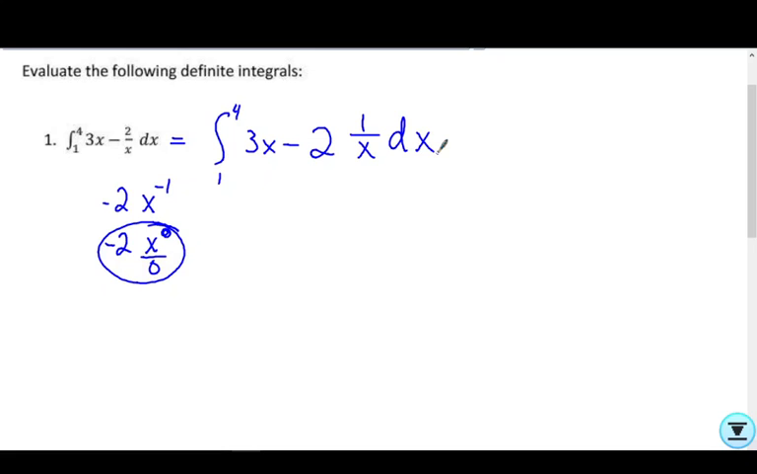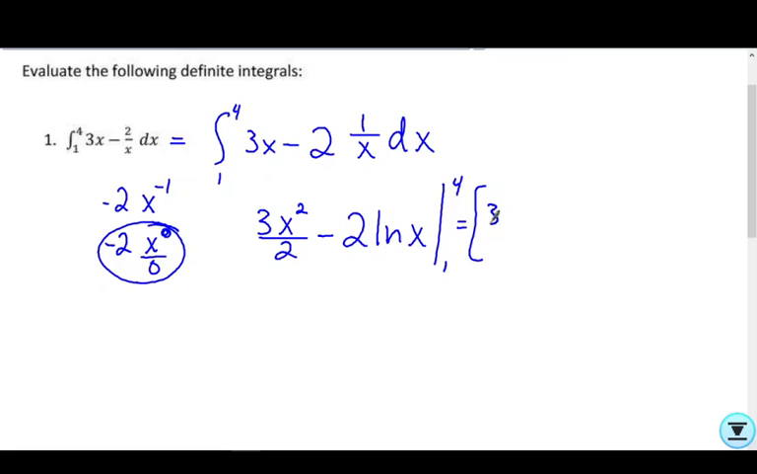Okay? So when we take the antiderivative here, we're going to get 3x squared, add 1 to the power, divide by the new power, minus 2 natural log of x, and we're going to evaluate it from 1 to 4. First you plug in your upper limit, so you get 3 times 16 over 2 minus 2 times the natural log of 4. Minus, and then you plug in your lower limit, so you get 3 times 1 over 2 minus 2 times the natural log of 1.